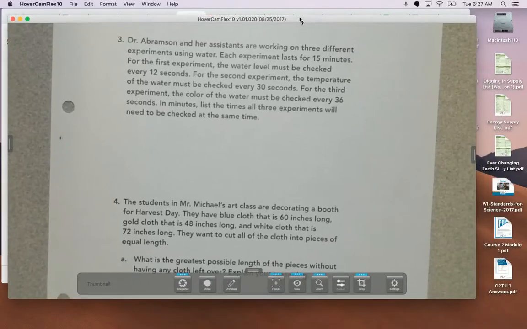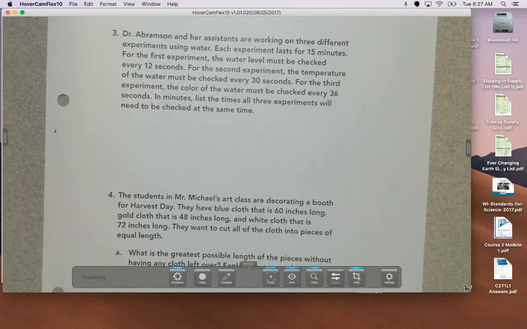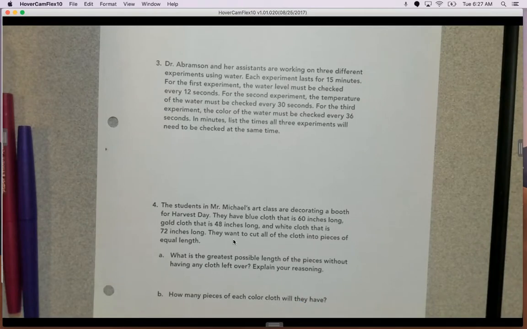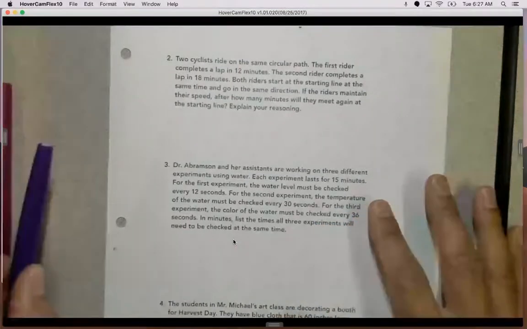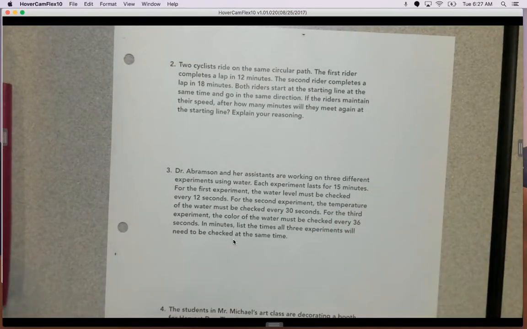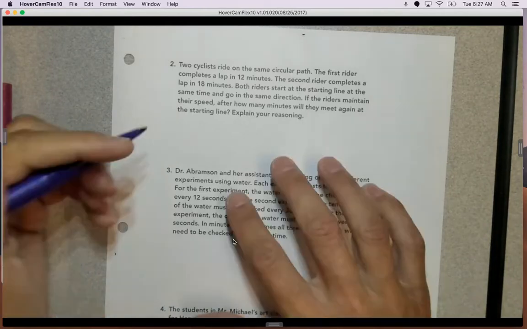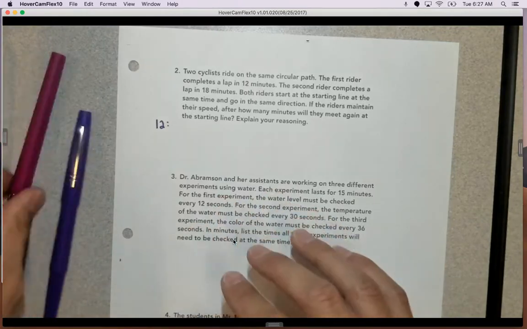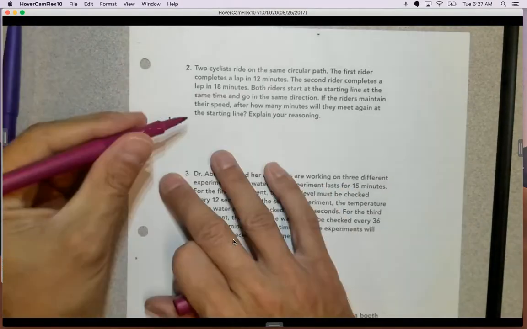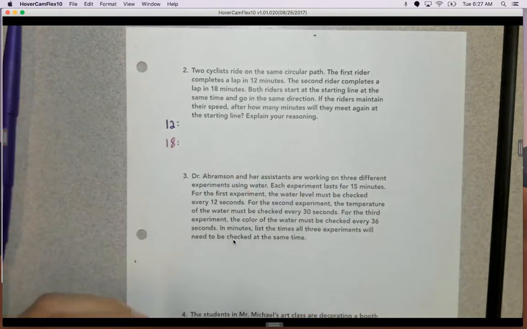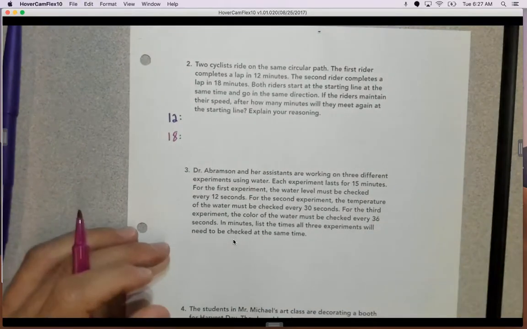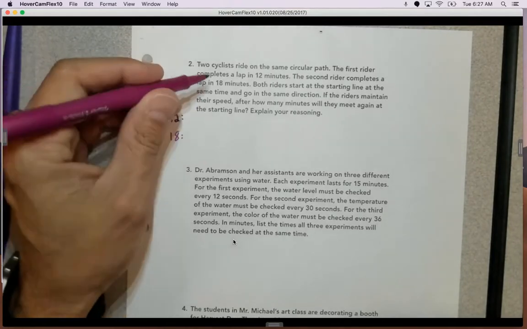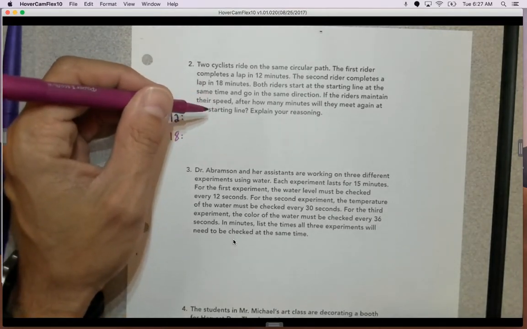All right, so over here now we're going to have some more LCM and GCF problems. And so as we're doing this, the first one, number 2: two cyclists ride on the same circular path. The first rider completes laps in 12 minutes. The second rider completes laps in 18 minutes. Both riders start at the starting line at the same time and go in the same direction. If the riders maintain their speed, after how many minutes will they meet again at the starting line?